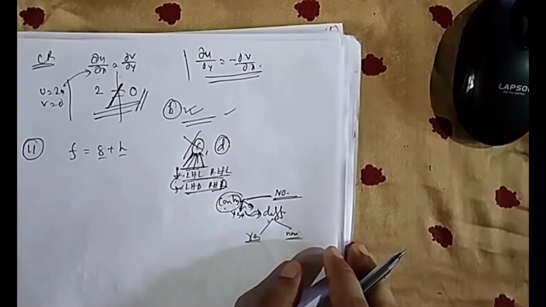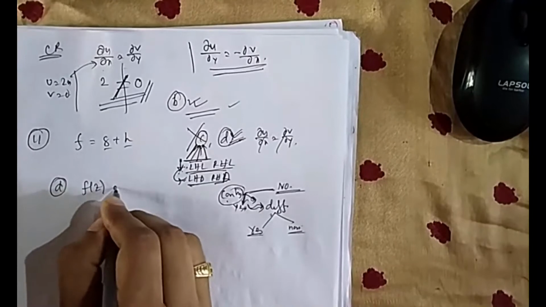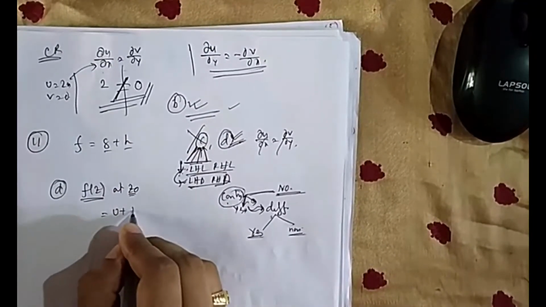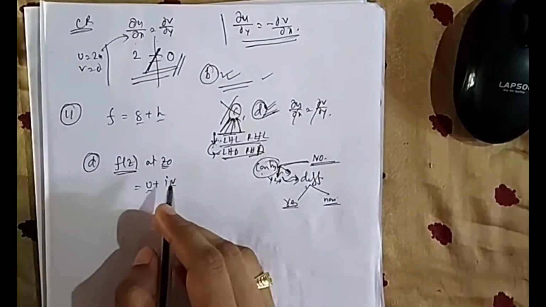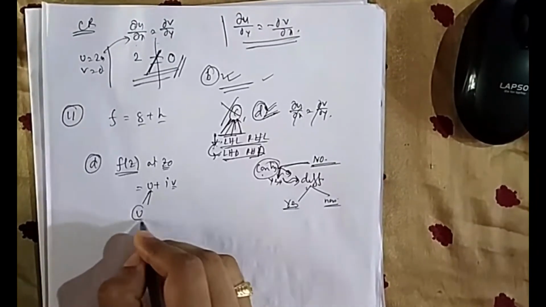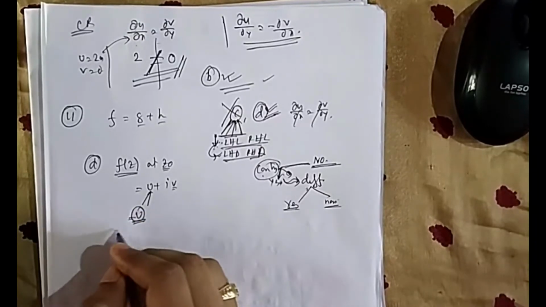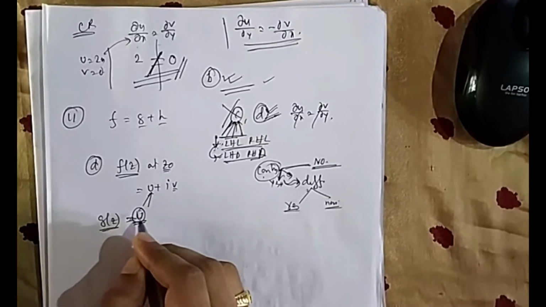D: if f is differentiable, so are its real and imaginary parts. In option D, what they are saying is that f(z) is differentiable at z0, which means f(z) will have a real part and an imaginary part. Now they are saying that its real and imaginary parts are also differentiable. Now if you see the real part u, u is a separate function, suppose you call it another function, suppose g. Now can u be differentiable?